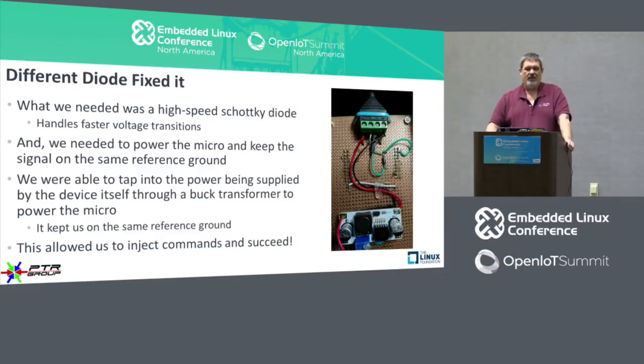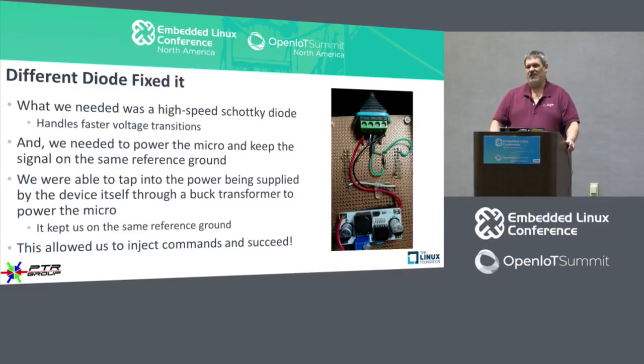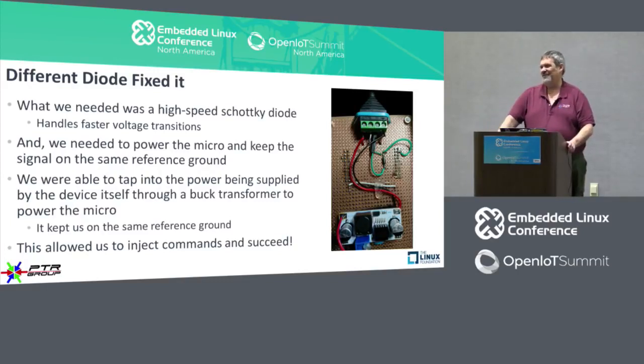So what we did was, remember that 9.6 volt power? We pulled that 9.6 volt power, ran it through a buck transformer, that's that little white thing you see down there, and converted it to 5 volts to power the microcontroller. If you powered it with 3.3 volt, it didn't work, at least not for our application. If you powered it with 5 volt through the USB connector, everything worked fine.